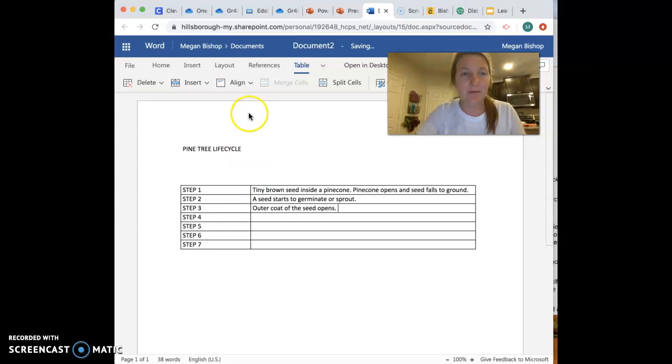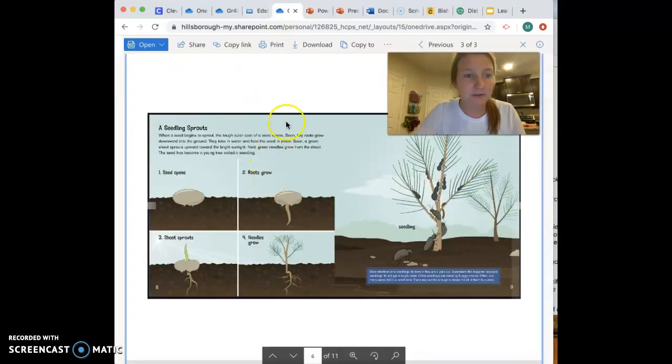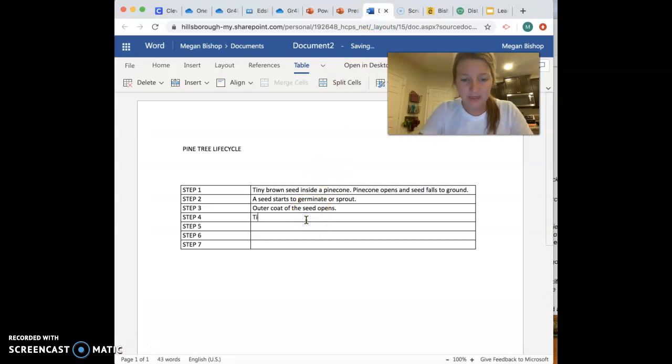I'm still thinking about how the text is organized. I'm looking for those signal words. Soon, there's a signal word. Soon, tiny roots grow down into the ground. They take in water and hold the seed in place. Now, I think I can keep that as one step. So the tiny roots go into the ground and take in water and hold the seed in place. So tiny roots grow down, hold water and the seed in place.